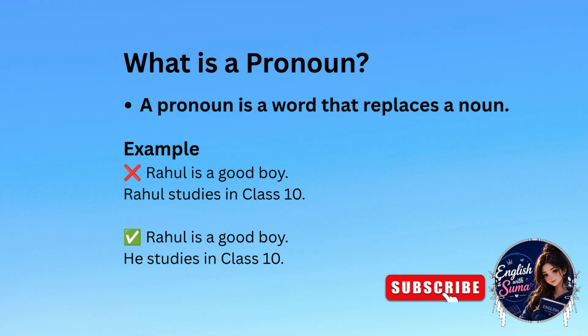A pronoun is a word that replaces a noun. Instead of repeating the same noun again and again, we use a pronoun to make the sentence shorter and easier to understand. For example, instead of saying, "Rahul is a good boy. Rahul studies in class 10," we say, "Rahul is a good boy. He studies in class 10." Here, the word "he" replaces the noun Rahul.